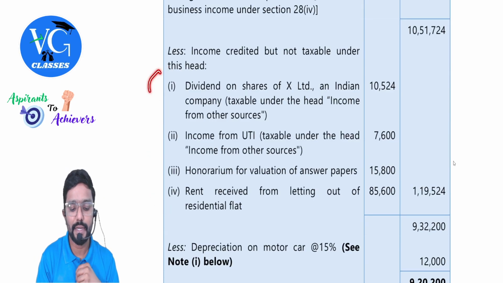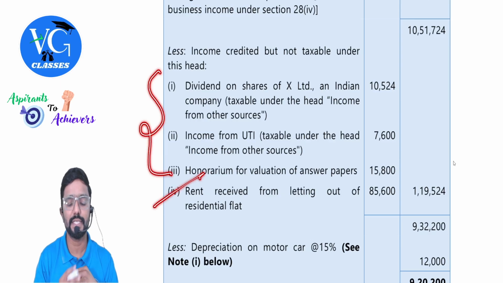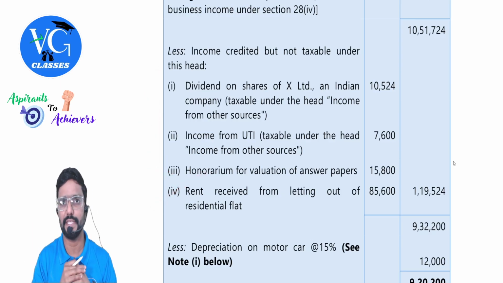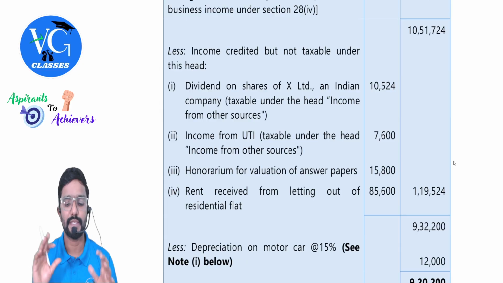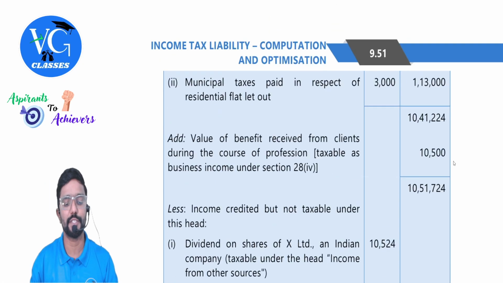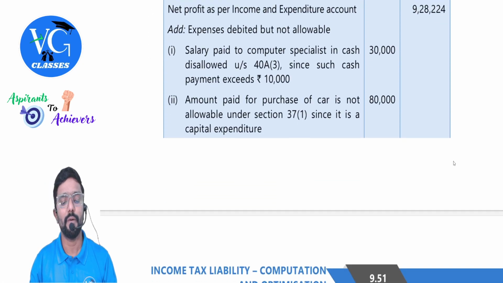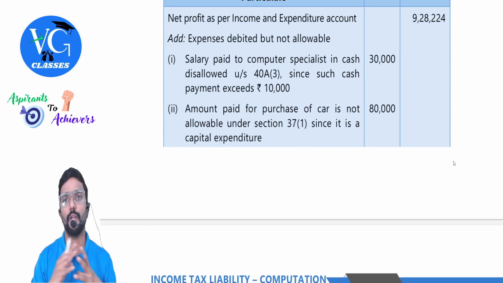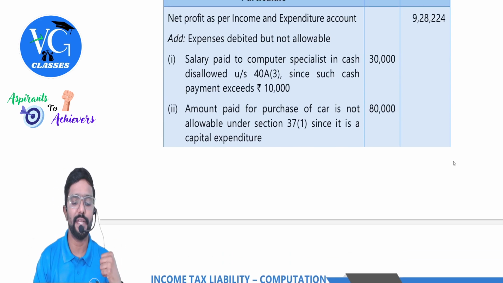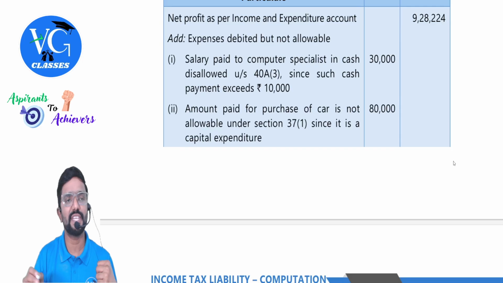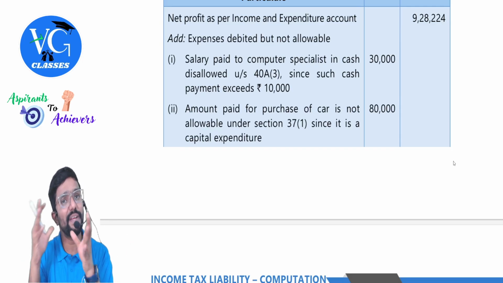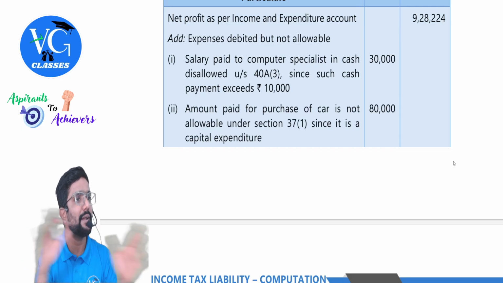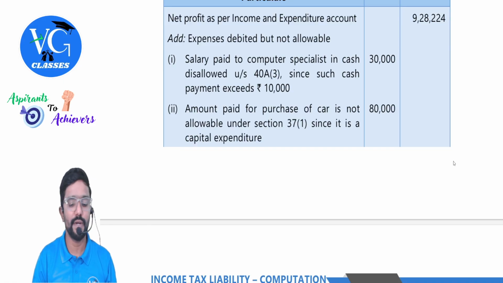Okay, so these are taxable under the head other sources, whereas this is taxable under the head house property, which we already considered. Clear? Yes, sir. Whatever is credited, please remove that much. Then coming to expenses which are debited but not allowed, we call it disallowed expenditure. Salary paid to computer specialist, as it is paid in cash, assuming it is paid in a single day, entire amount is disallowed. Then amount paid for purchase of car, capital in nature, disallowed.